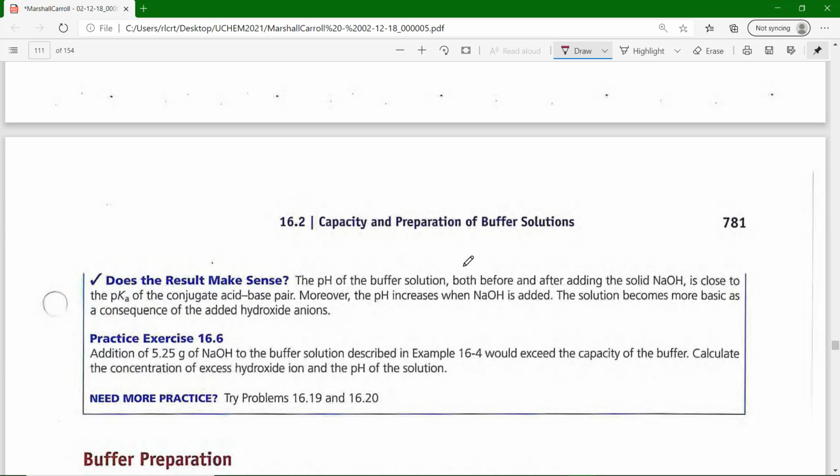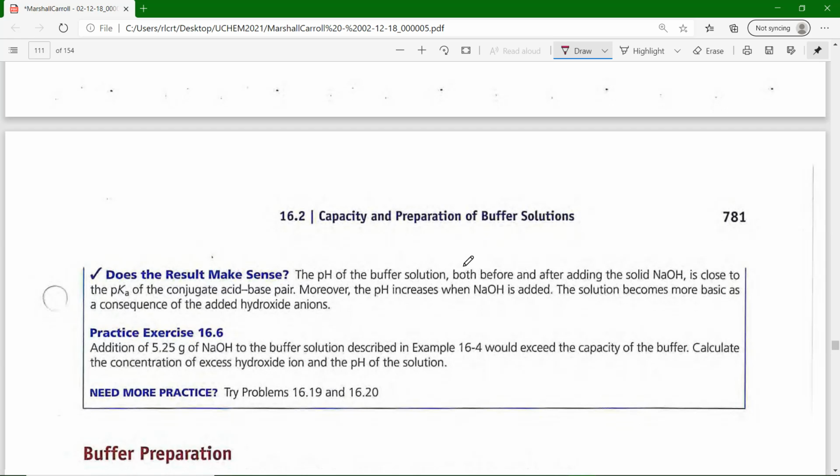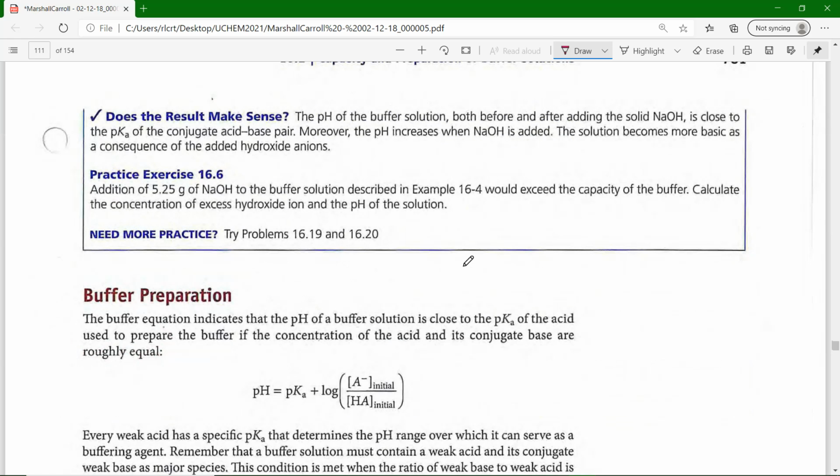Okay, so let's actually do that one. Let's do the practice exercise. So 5.25 over 40. 5.25 divided by 40 is 0.131 moles.